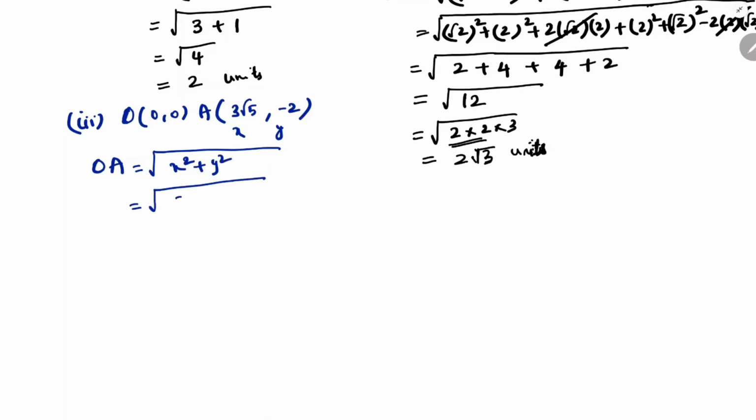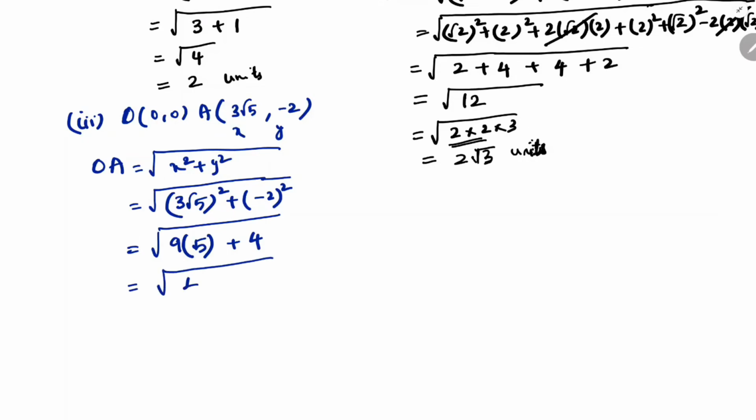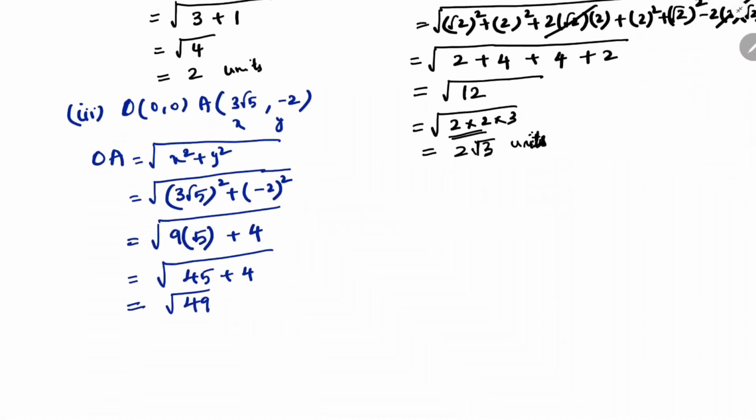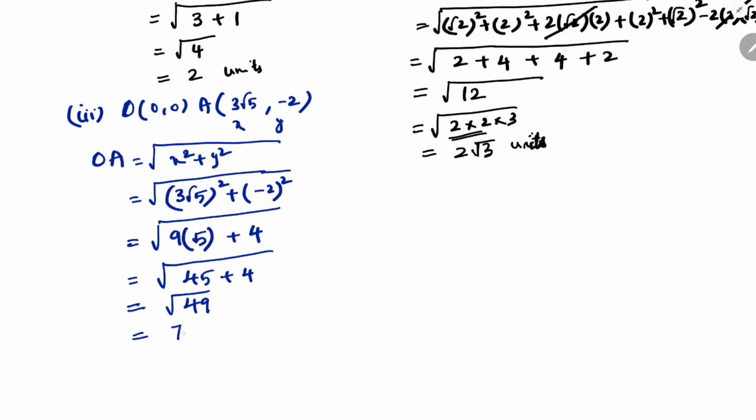So here the x value is clearly 3 root 5 whole square, y is minus 2 whole square. See, 3 root 5 whole square: 3 square is 9, root 5 whole square is 5, minus 2 whole square is 4. 9 times 5 is 45, plus 4, so root 49. Root 49 is nothing but 7 units. So the distance is 7 units.